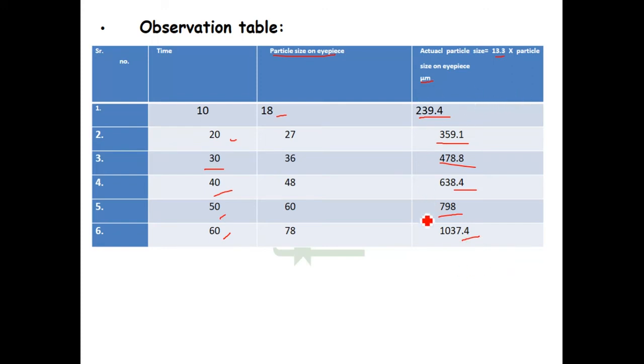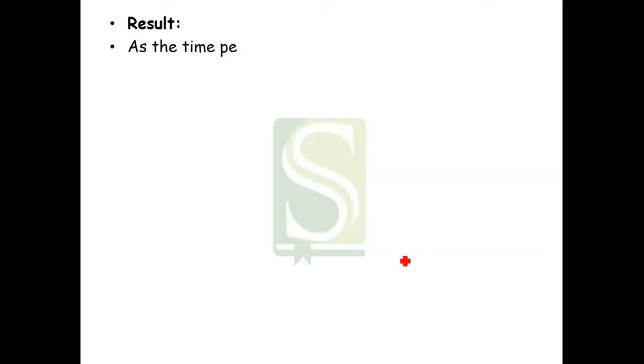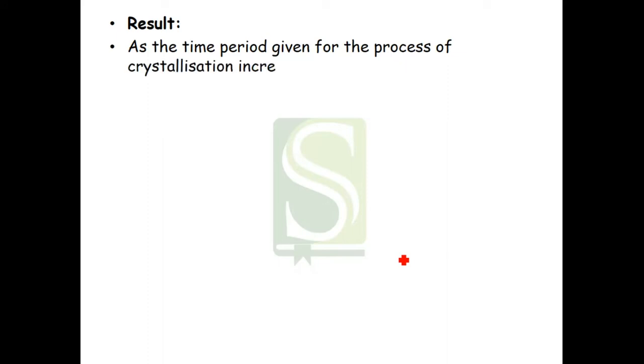By mere observation of this table, we can say that as you allow time to proceed, as you allow the procedure of crystallization to proceed, the crystal growth, or the size of the crystal, goes on increasing. So in the result, we will report that as the time period given for the process of crystallization increases, the size of crystals also goes on increasing.